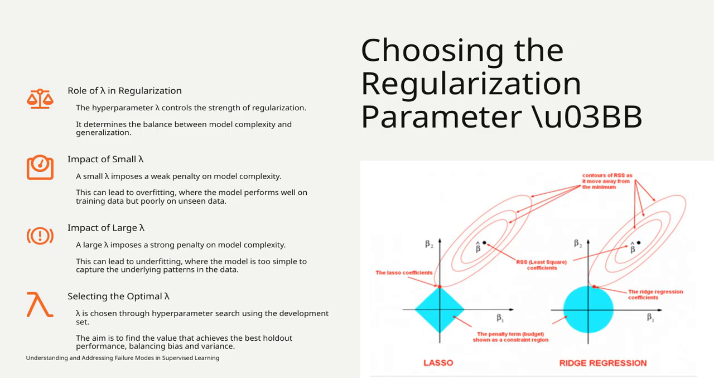We usually select this value through a process called hyperparameter search, typically using a development set. Our goal is to find the lambda that offers the best holdout performance, which means balancing bias and variance for optimal generalization. In summary, selecting the appropriate regularization parameter lambda is key to building robust models that neither overfit nor underfit, ensuring better performance on unseen data.